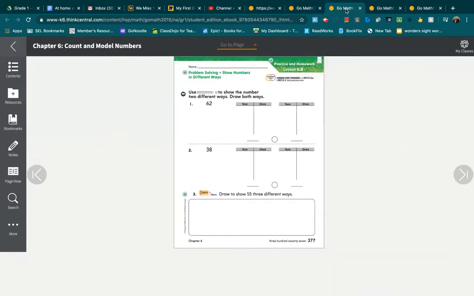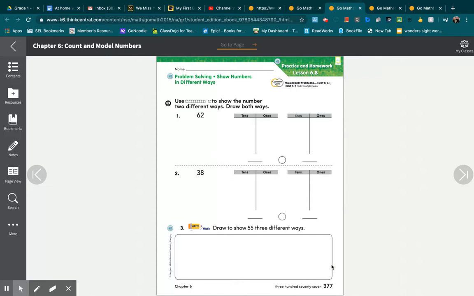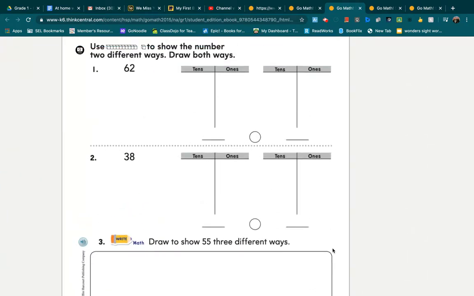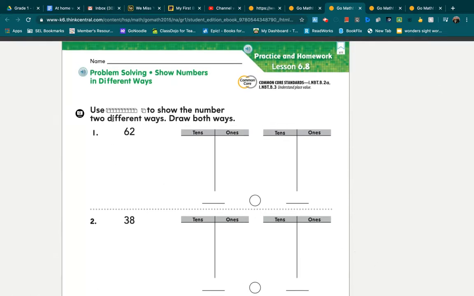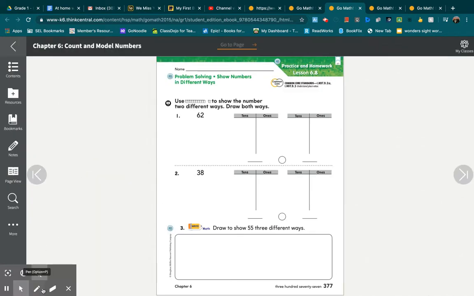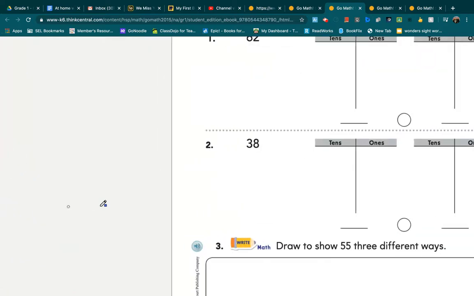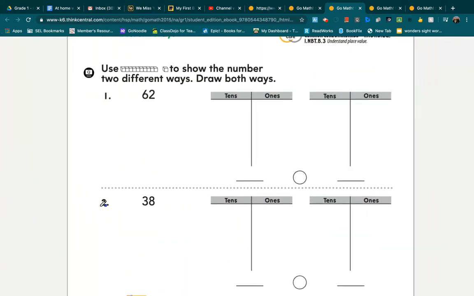Mrs. Maris is going to move on to 6.8, which you can find on page 377 in your workbooks. It says, use cubes, so sticks of 10 and ones, to show the number 2 different ways. Draw both ways. Okay, so remember in this lesson, we did the easiest way, and then we would break down one group of 10 into 10 ones, okay? So let's start with the easiest way to show 62.